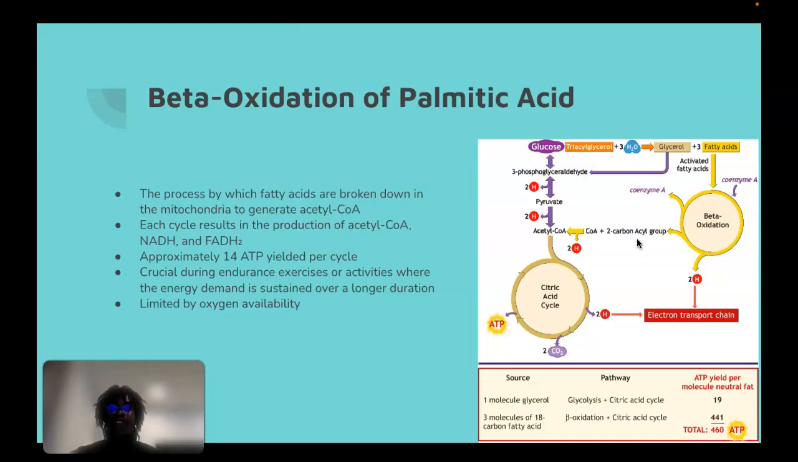For each round of beta oxidation, the subsequent citric acid cycle and oxidative phosphorylation contribute to the production of approximately 14 ATP. This includes ATP produced directly in the citric acid cycle and the additional ATP generated during oxidative phosphorylation through the transfer of electrons from NADH and FADH2.